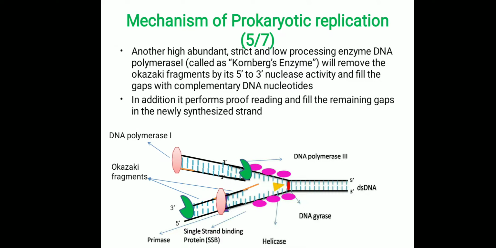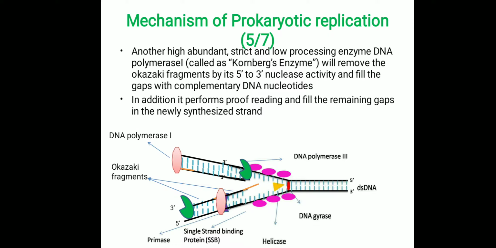The next step in prokaryotic replication involves another polymerase protein, DNA polymerase 1. Polymerase 3 is abundant, but its processing capacity is very low, whereas polymerase 1 exists in a very small amount, but its processing capacity is much higher. DNA polymerase 1 performs its work by following strict regulation and strict proofreading function. This enzyme is also called the Kornberg enzyme.